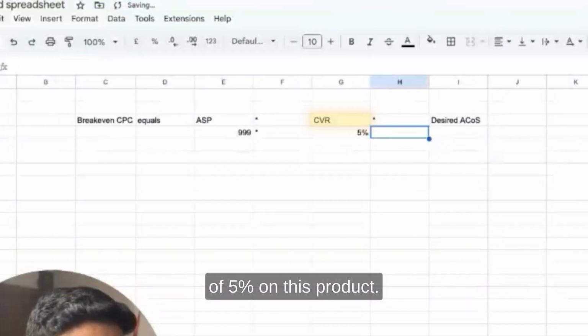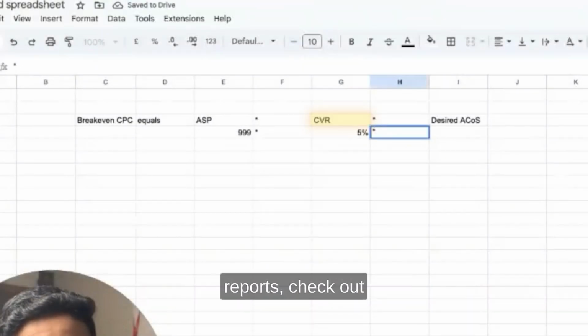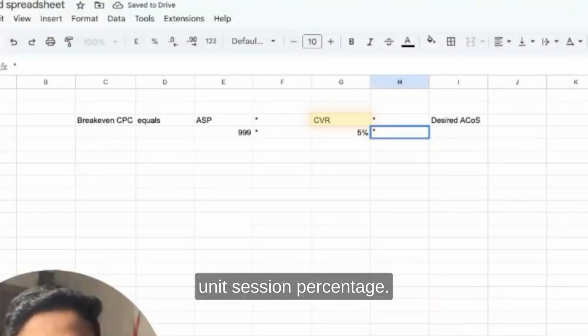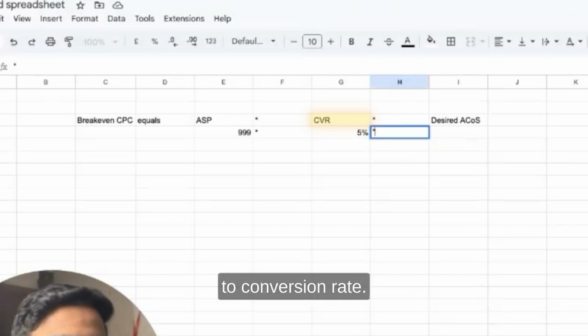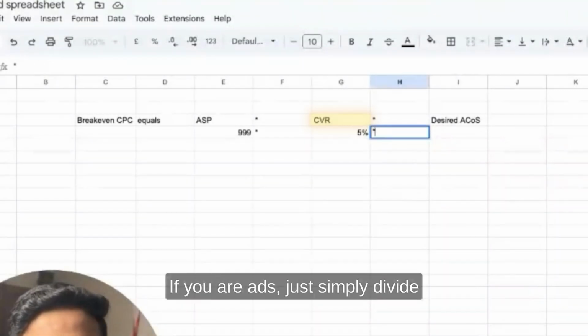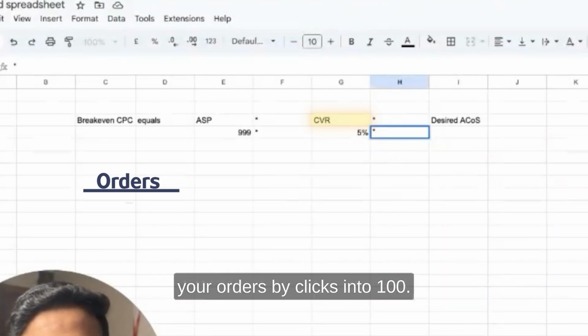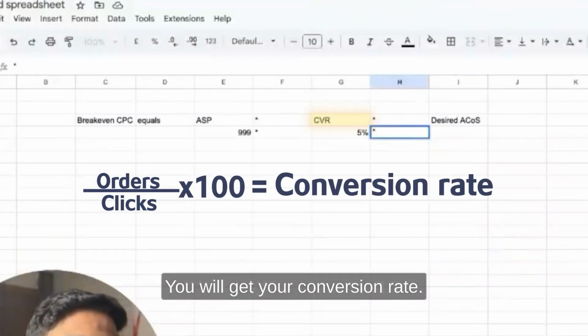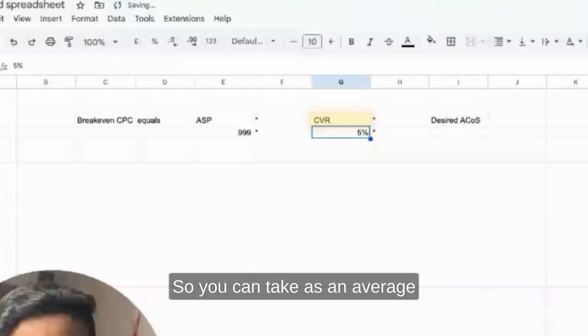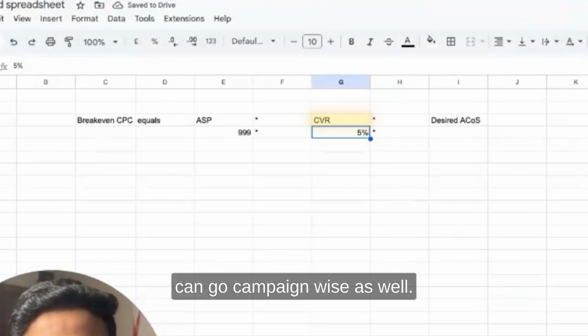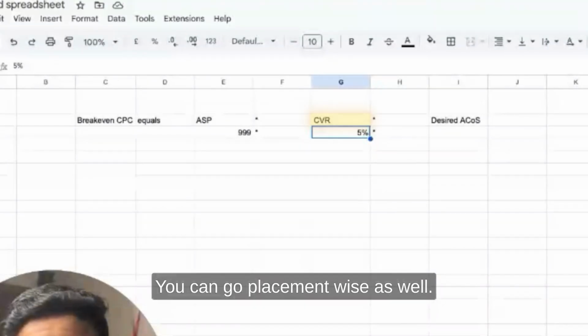I'm getting a conversion rate of 5% on this product. You can go to your business reports, check out unit session percentage. That is equivalent to conversion rate. If you are in ads, just simply divide your orders by clicks into 100, you will get your conversion rate. So you can take an average conversion rate here. You can go campaign wise as well. You can go targeting wise as well. You can go placement wise as well.